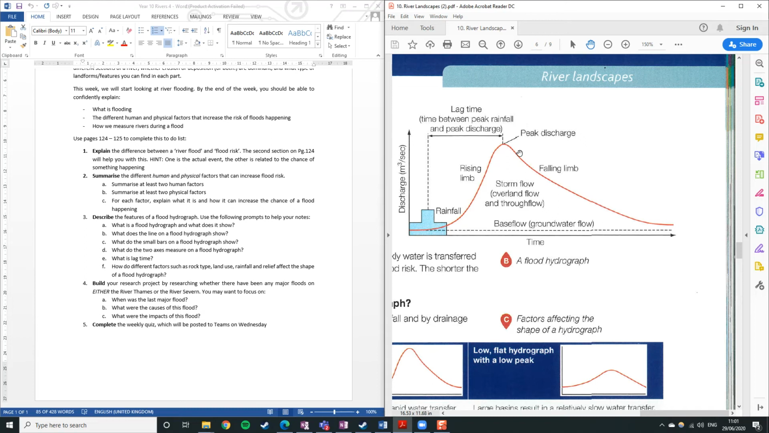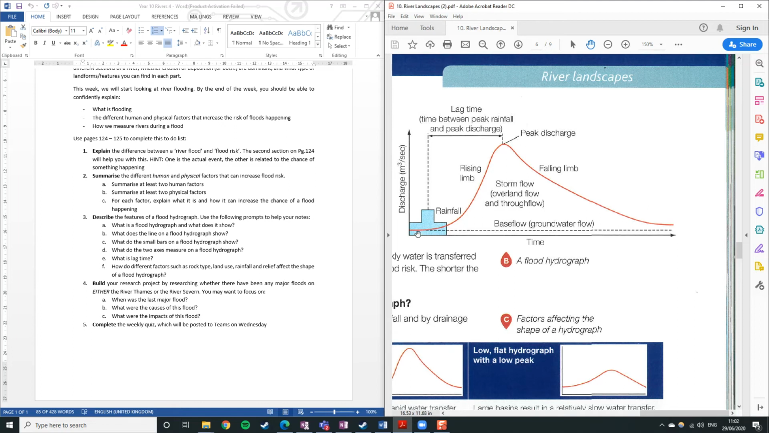Now, discharge is how much water is flowing through a part of a river at a given time, and we measure this in something called cumecs. That is meters cubed per second. You don't need to remember the specifics, you just need to remember that discharge measures how much water is flowing through a river. So high discharge means there's lots of water flowing through a river. A low discharge means there's not very much water flowing through a river. And you'll see along the bottom of this graph is time.